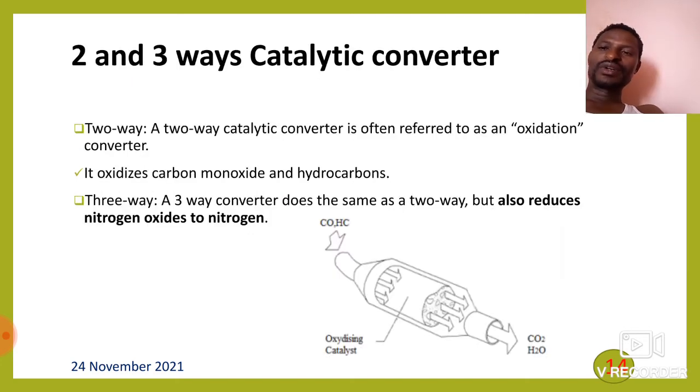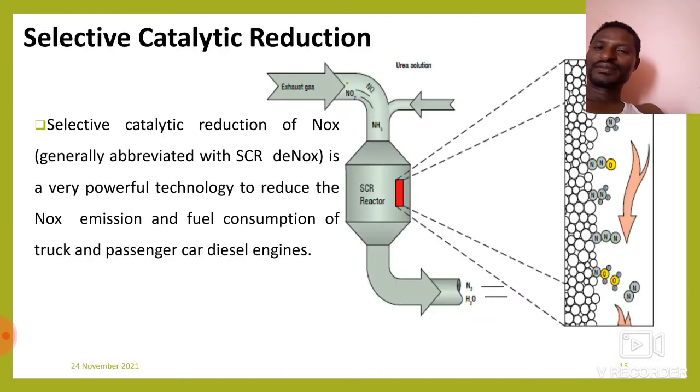You know that the two-way and the three-way catalytic converter exist. The two-way, simply we can call it oxidation, to oxidize the carbon monoxide and hydrocarbon. And this is the third one. That means the second one is to reduce nitrogen oxide. We call it the three-way catalytic converter.